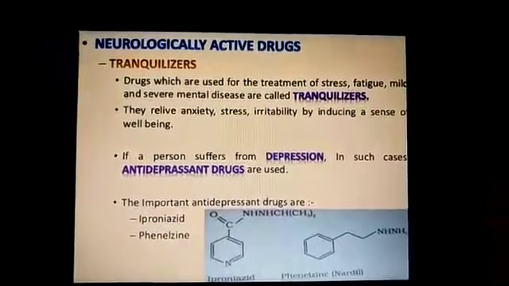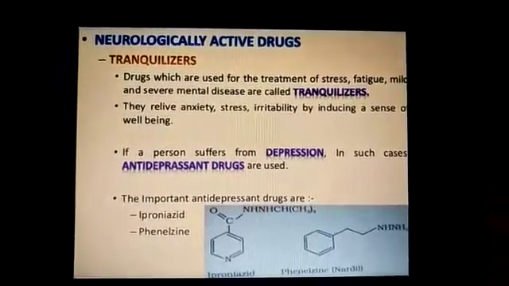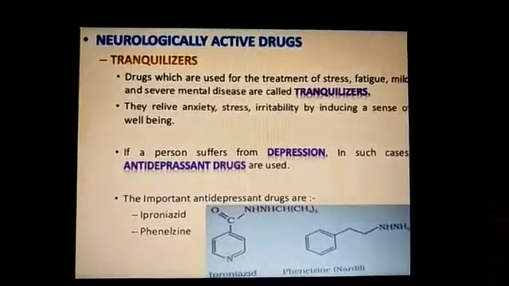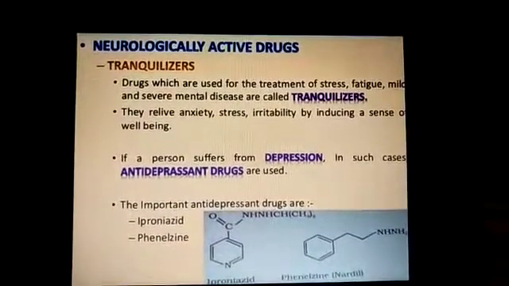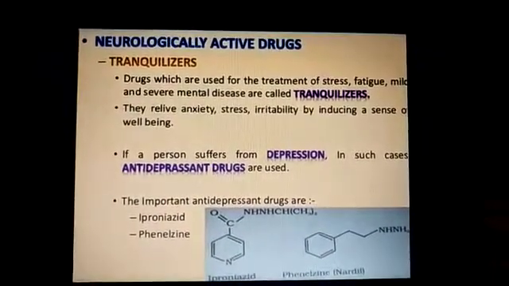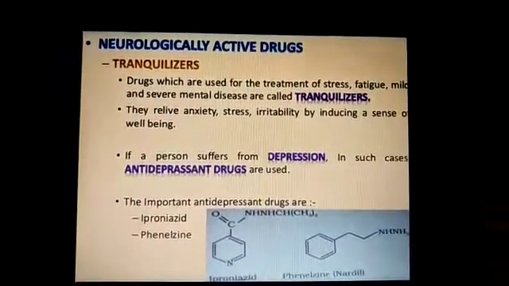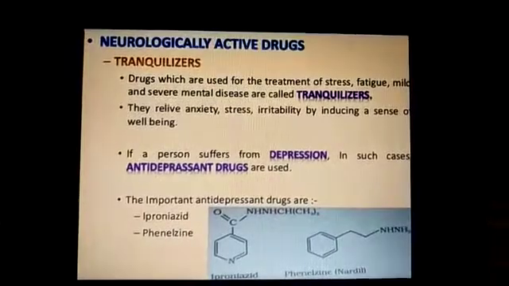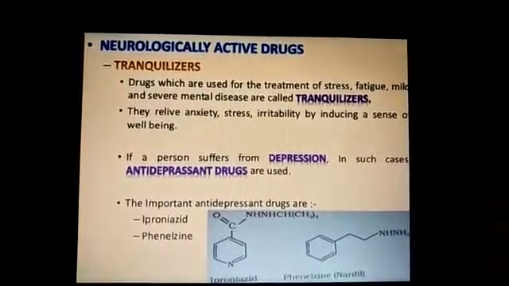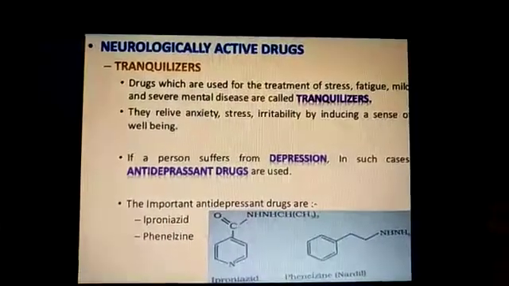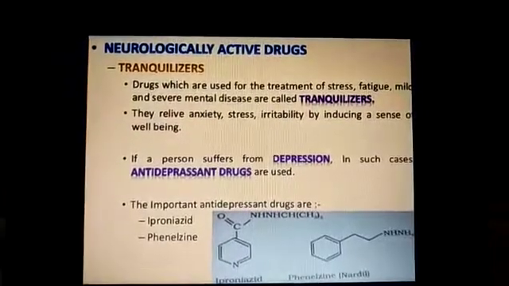The next topic is neurologically active drugs, which are known as tranquilizers. Now, the drugs which are used for the treatment of stress, fatigue, and mild and severe mental disease are called tranquilizers. They relieve anxiety, stress, and irritability by inducing a sense of well-being.